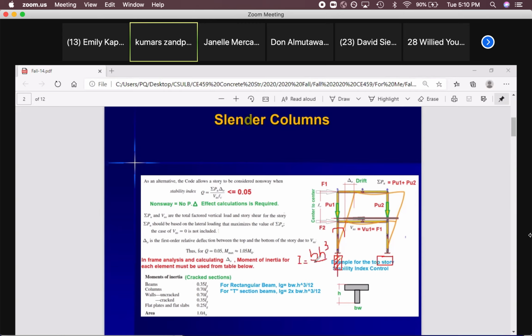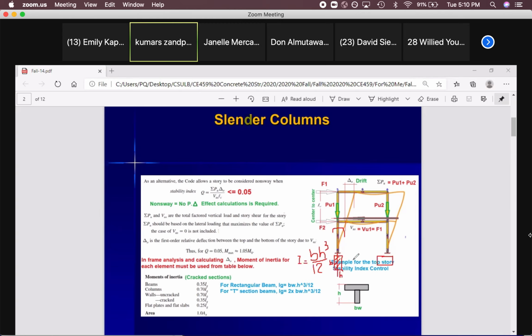That's the moment of inertia of a rectangular section around the center line. So in this case, your B should be this one, and your H perpendicular to the axis. That's for this equation for IG. So this is your H, that's your B. Go to this equation and find IG, then take 70% of that for the columns. So what about this one?